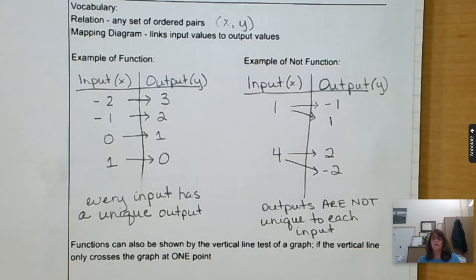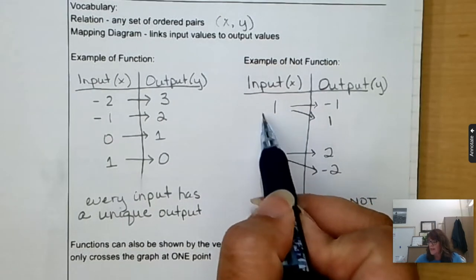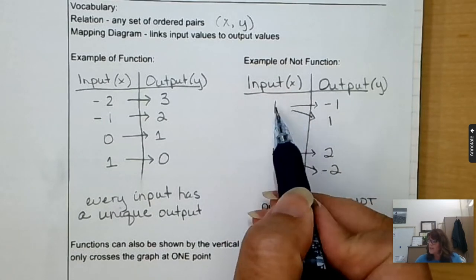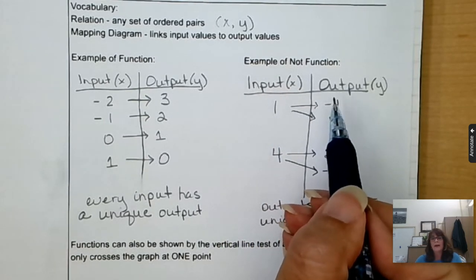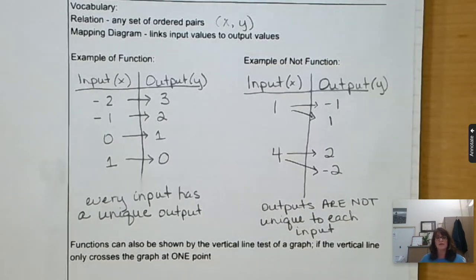Mr. Vollmer taught me a great analogy to go with this. I have 162 students. You each have your own unique birthday. The truth is, more than one person could have the same birthday. But you only get to have one. So the input only gets to have one output. And I'm going to give you another example of that in a second.